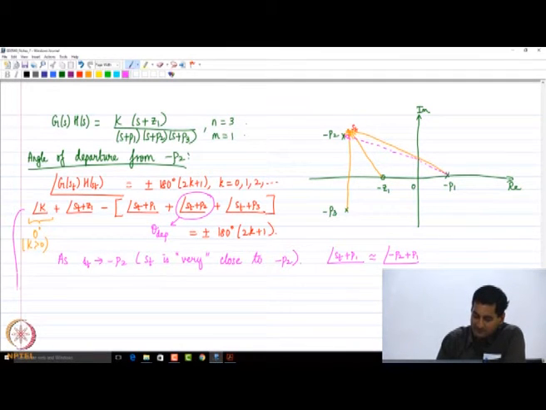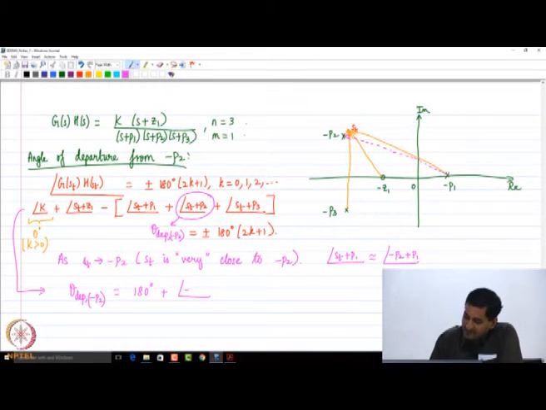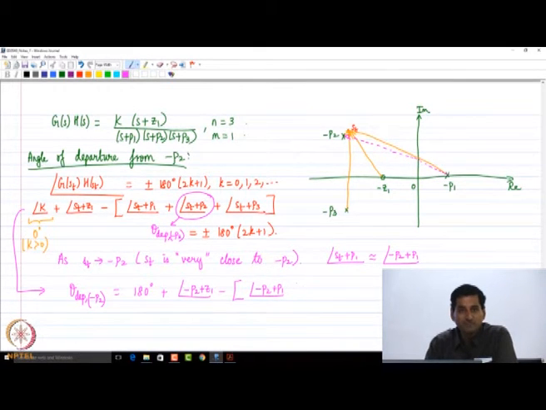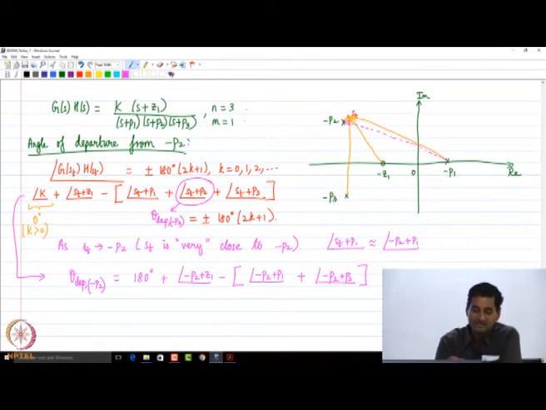So, from here what I will get is that the theta departure from minus p2, which is what we are interested in, is going to be equal to 180 degrees plus the angle of minus p2 plus z1 minus, because I am just taking this to the right hand side, bringing this to the left hand side, that is what we have done, plus the angle made by the vector from minus p1 to minus p2, and the angle made by the vector from minus p3 to minus p2, and that is what this formula is.